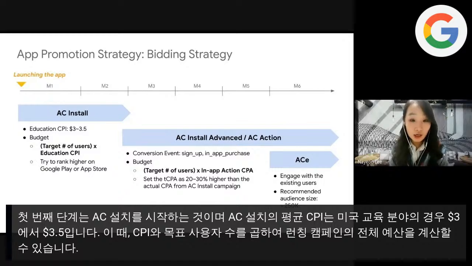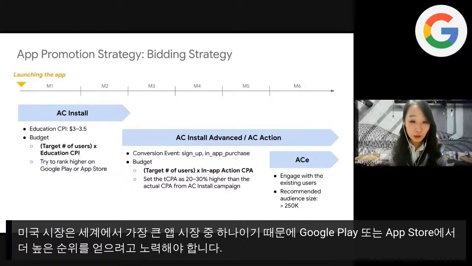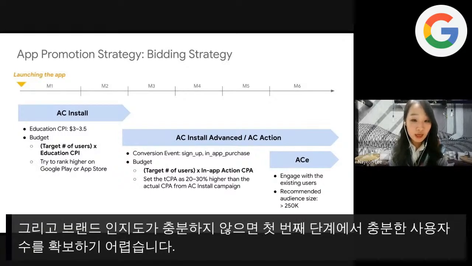And you can calculate the overall budget for the launching campaign by multiplying the CPI and the target number of users. You should try to rank higher on Google Play or App Store because the US market is one of the largest end markets in the world. And if you don't have enough brand awareness or impression, it's hard to acquire a legit number of users at the first stage.